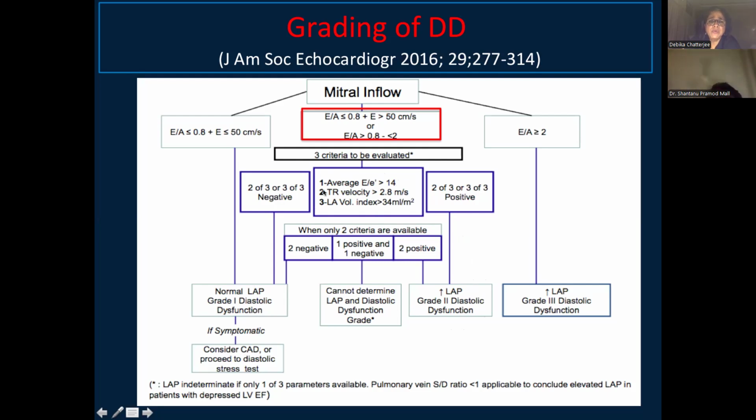But suppose the patient doesn't have any TR, you can't see TR. So there are only 2 criteria. Out of those 2, if 2 are negative, then it is a grade 1 diastolic dysfunction. If 2 are positive, then it's a grade 2 diastolic dysfunction. And if 1 is positive and 1 is negative, then you cannot determine the LA pressure or diastolic dysfunction grade.